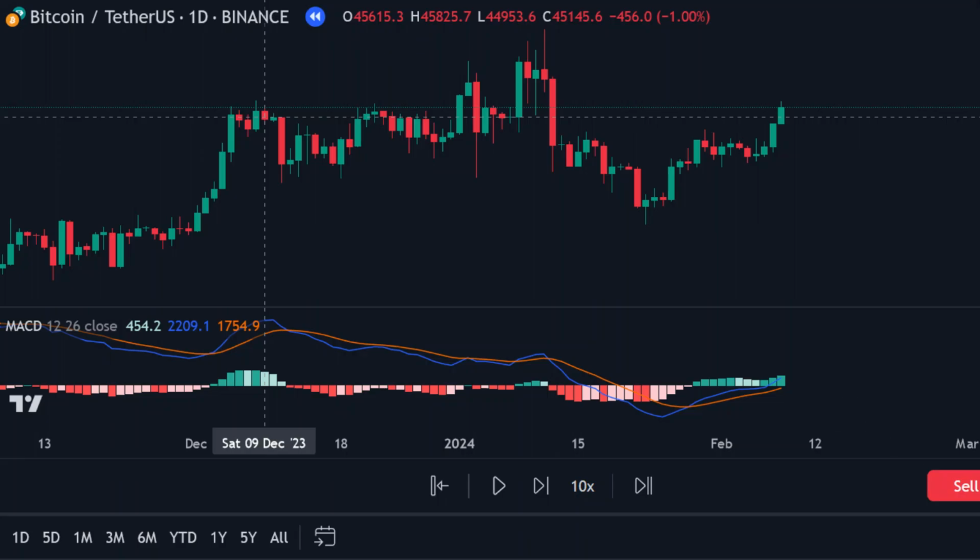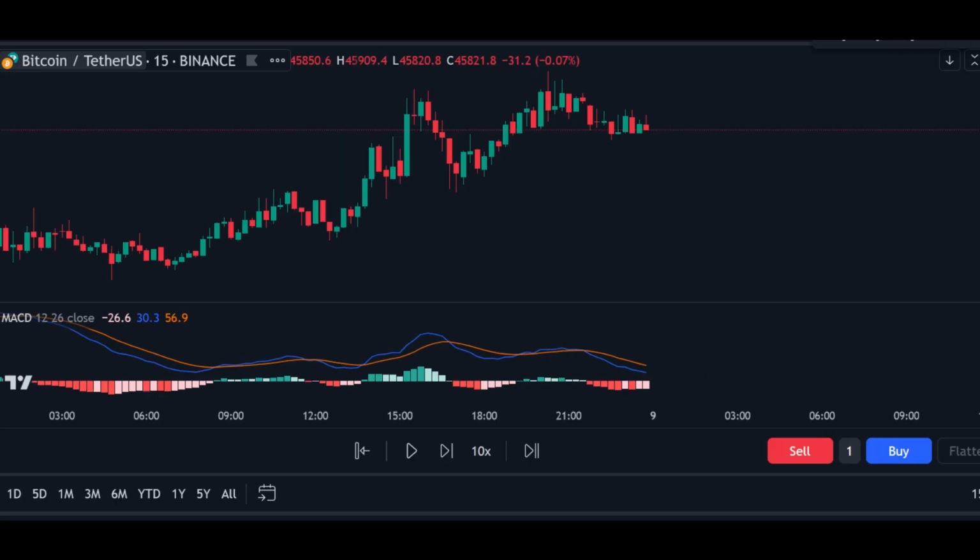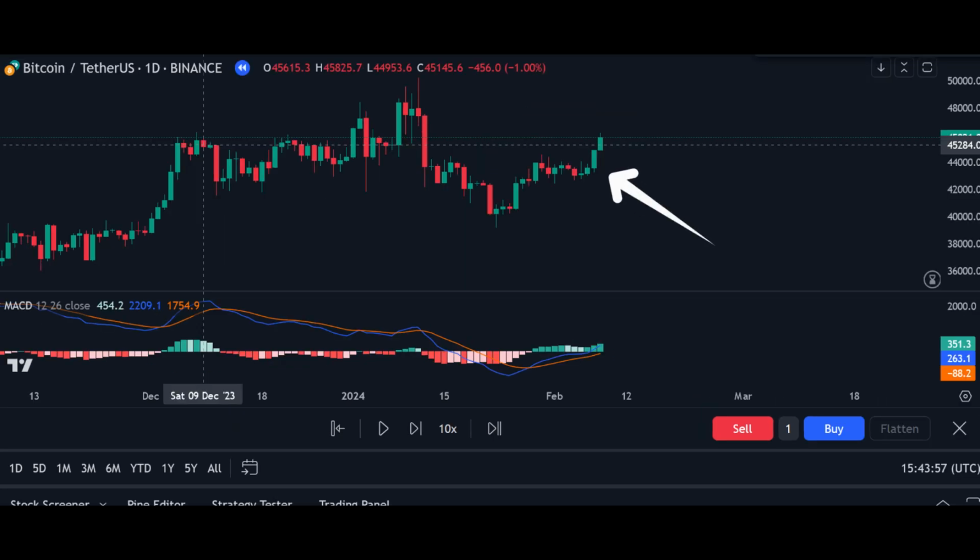whereas if MACD is in the cloud of the histogram of the higher time frame, the lower time frame opposite signal won't work. For example, if the MACD on the higher time frame is showing bullish on the cloud, the 15 minutes bearish will just be a correction which will not affect the higher time frame.